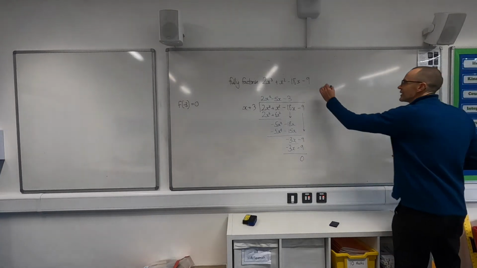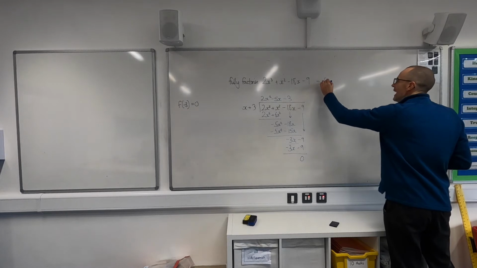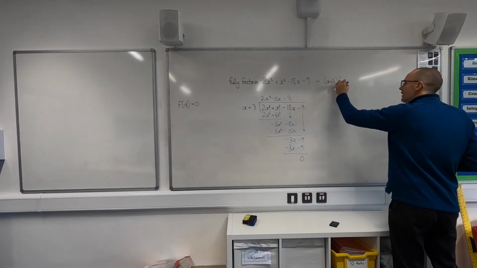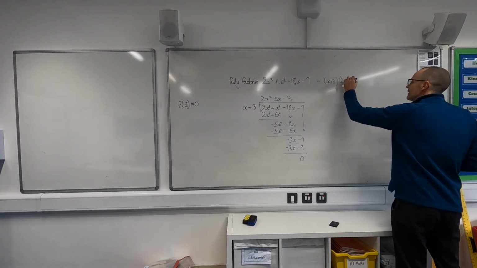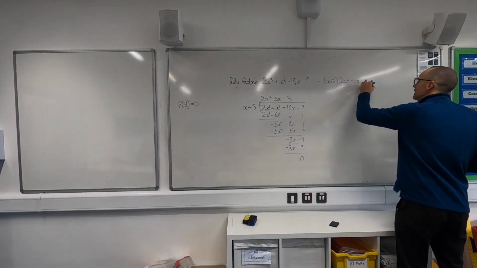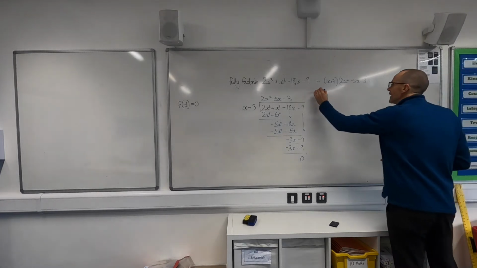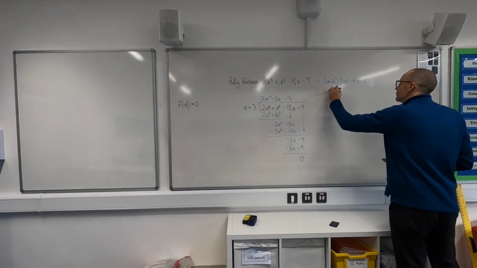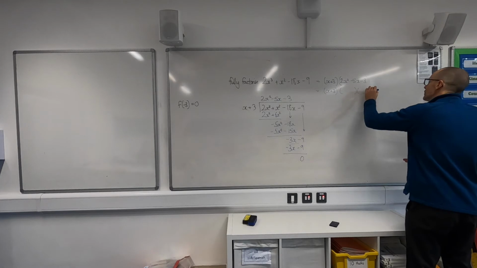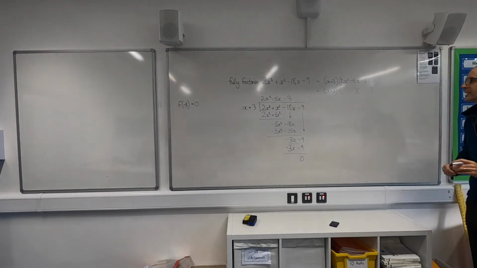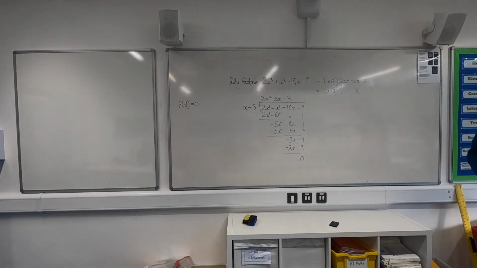So we can now say, okay, I know this is equal to x plus 3 times that. Of course, we haven't finished, have we? Because we're hoping that the quadratic that we got as the answer to our division will still break down into 2 separate quadratics, separate linear factors.